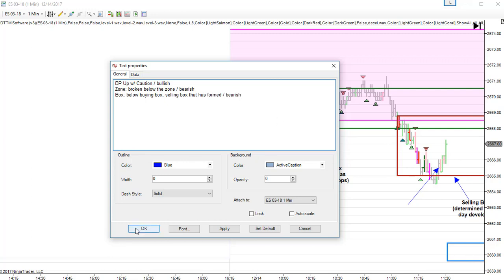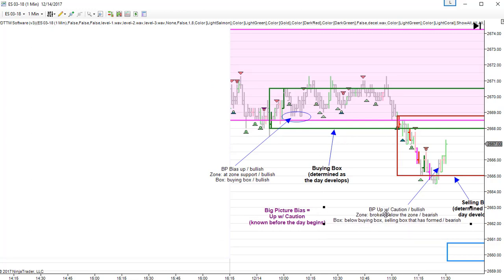Okay, so now what do we have? We have a situation where there are 2 out of 3 that are saying we'd rather be on the short side. Okay, so the next question would be, if we want to be on the short side, where would it make sense to do that? Well, in this case, it makes a lot of sense.